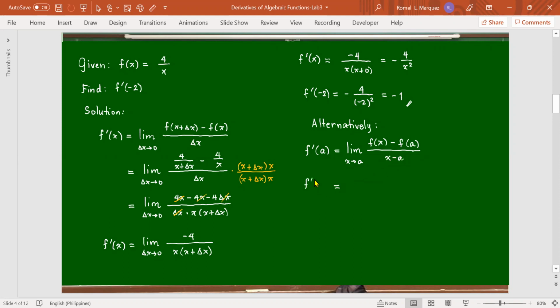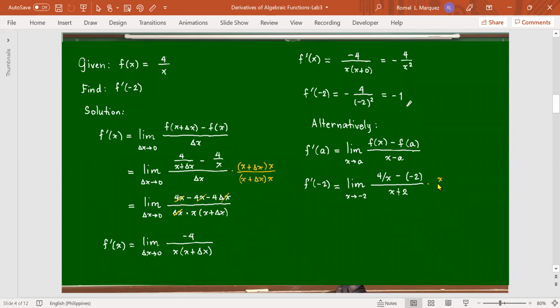So meaning I'm looking for f prime of negative 2. My a is negative 2. What is my f of x? My f of x is 4 over x. What is the value of the function when x is negative 2? 4 over negative 2 is negative 2. All over x minus negative 2, so x plus 2. Okay? Am I correct, guys?